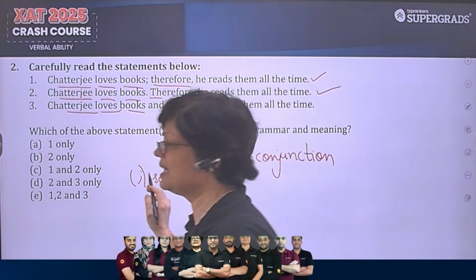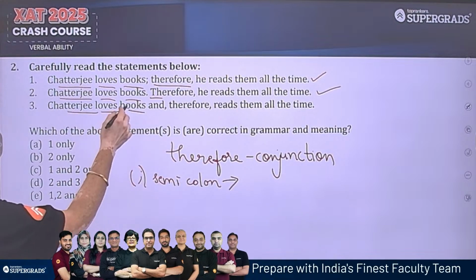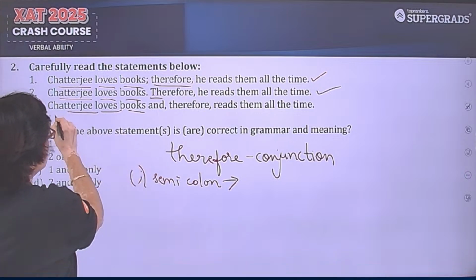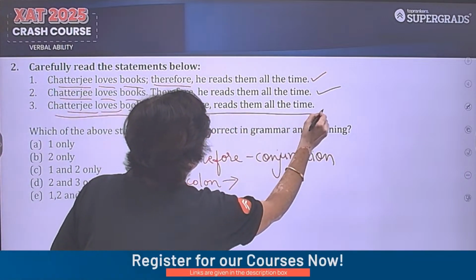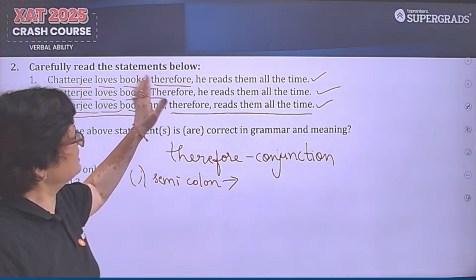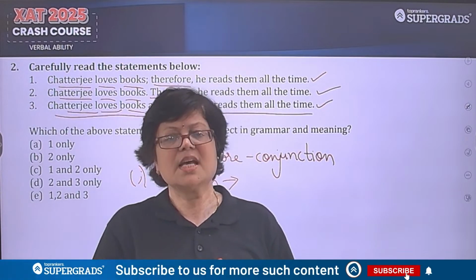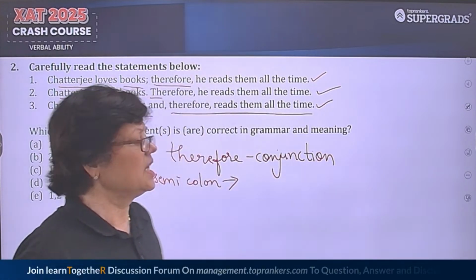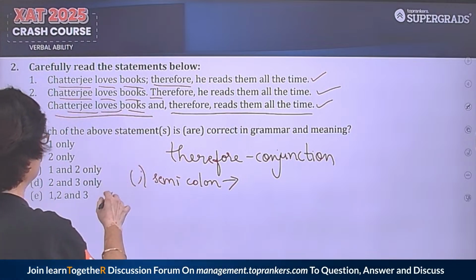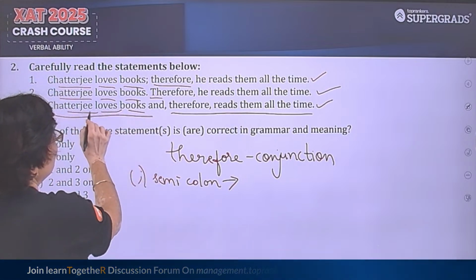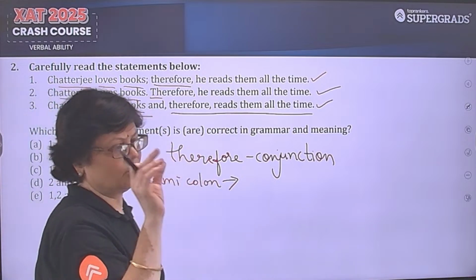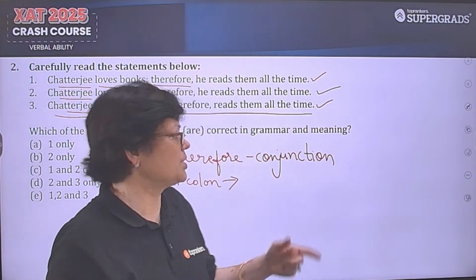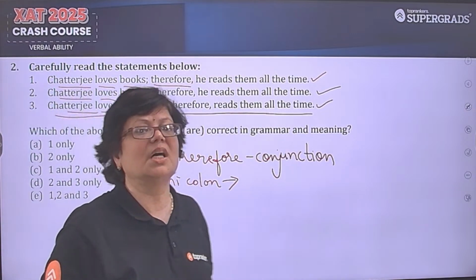Now coming to the third sentence, Chatterjee loves books and therefore reads them all the time. So you find here that these two clauses have been again connected. Again, the sentence has been broken into two clauses. Now you find the use of the conjunction and. Now again, this is as per the rule of grammar for conjunctions, when you talk about the thought, when you talk about the idea rather than the things, right? You use and, then after it you have to use a comma.